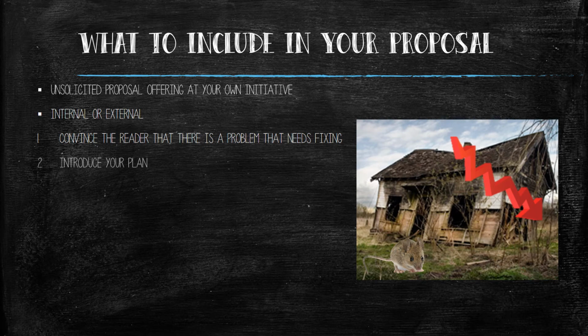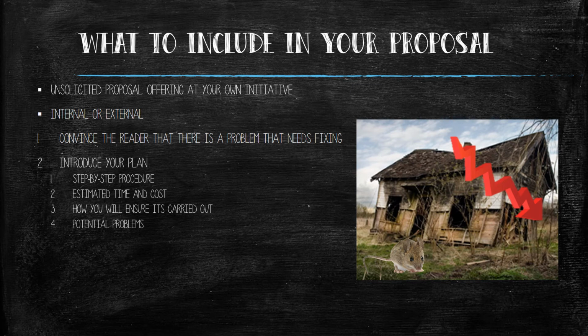Next, you'll want to introduce your plan for fixing the problem. Be sure to include all of the necessary details, including a step-by-step procedure, giving the reader the estimated time and costs that your procedure will require, and how you will go about ensuring that the procedure is carried out according to your specifications. If there is any possibility of potential issues that may arise while your procedure is being carried out, be fair and mention them here along with a plan to alleviate these difficulties should they actually happen.